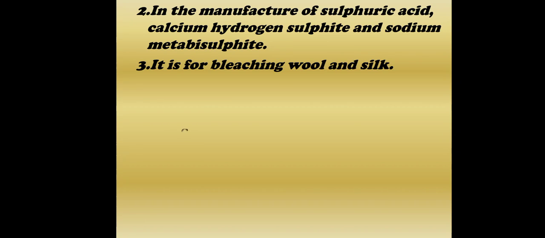In the manufacturing of sulfuric acid, calcium hydrogen sulfite and various other compounds like sodium metabisulfite are used. SO2 is also used for bleaching wool and silk. Its structure is more or less similar to ozone, that means it has a resonating structure.